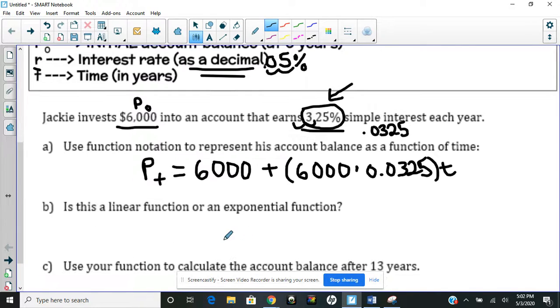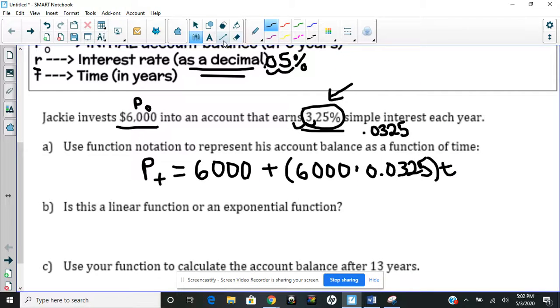So our next question says, is this a linear or an exponential? So you won't see this question on today's form, but it was a question that we had to do when we first did this lesson back on the 20th and 21st. So what we need to look at is where the variable is located. And the variable in this function is t.